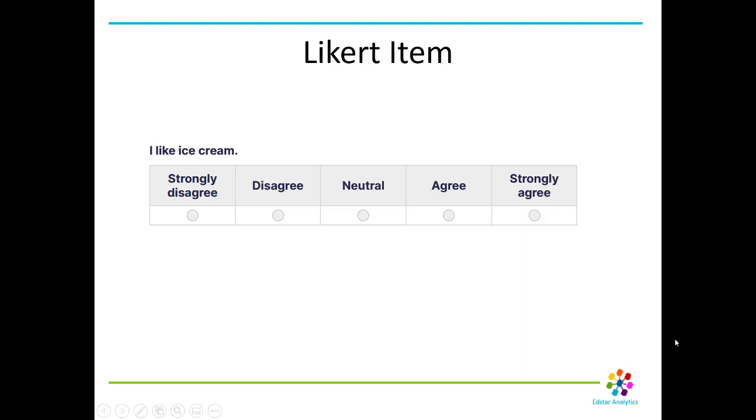Here's an example of a Likert item. I like ice cream, and the choices there range from strongly disagree to strongly agree. They're laid out horizontally, looking like there's the same amount of space between each answer.